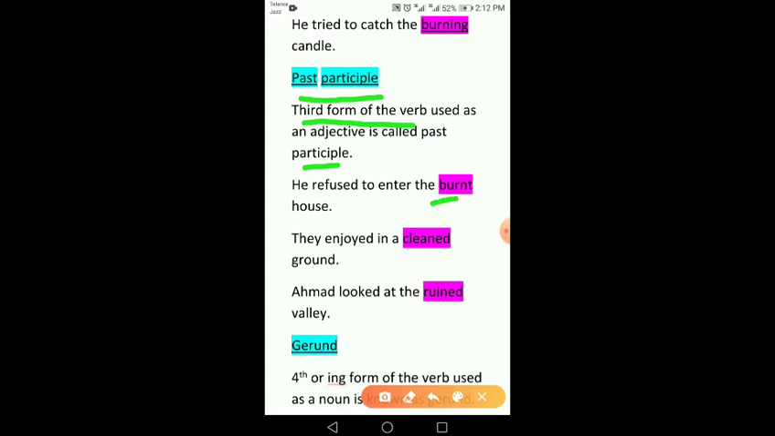We are moving to examples. He refused to enter the burnt house. Burnt is describing house and being used as adjective and it is third form of burn, so it is called past participle. The next example is they enjoyed in a cleaned ground.